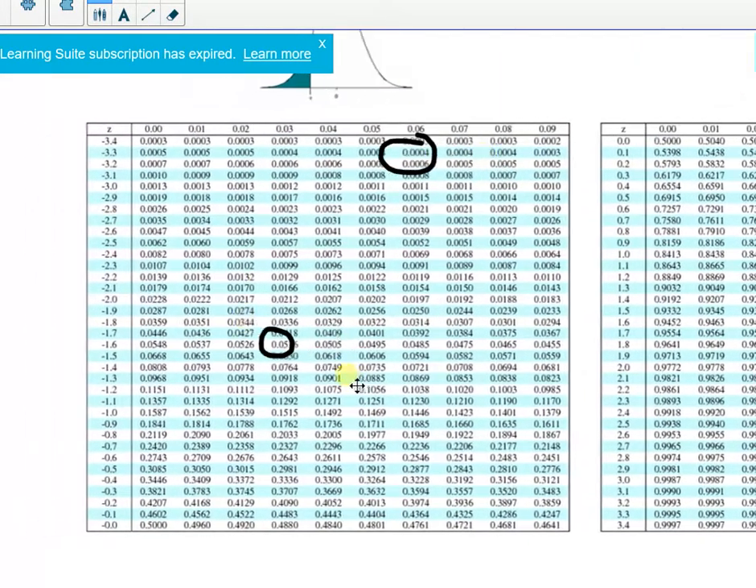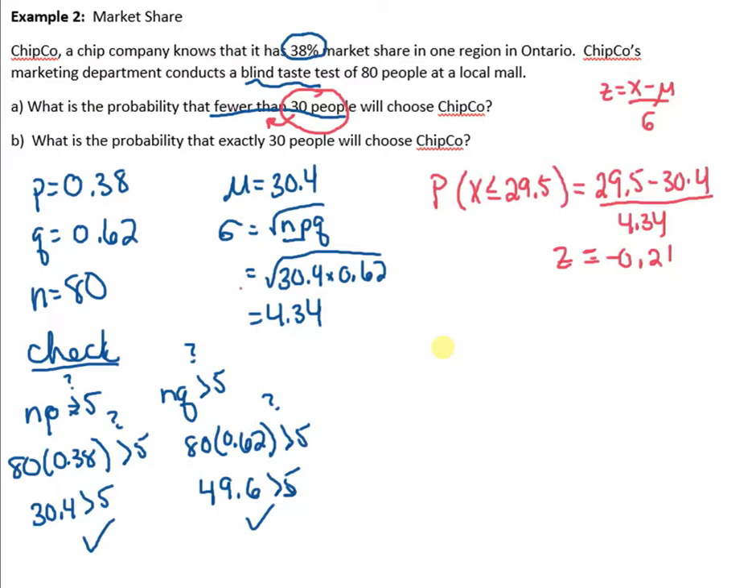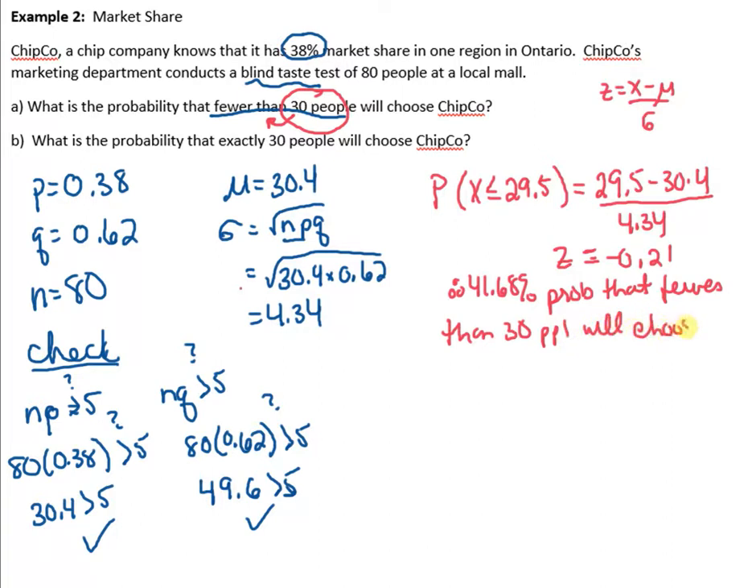We need to be on the negative side. Negative 0.2. And then that's 0.1. I get 41.68. So, therefore, 41.68% probability that fewer than 30 people will choose, let's call it Chipco.